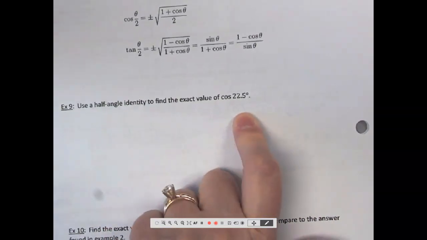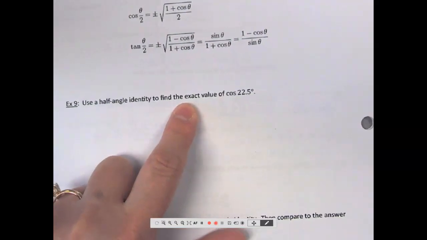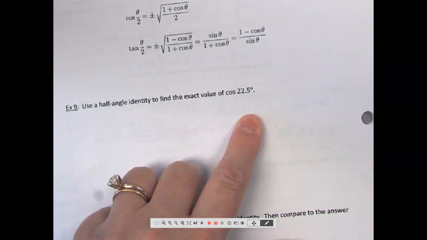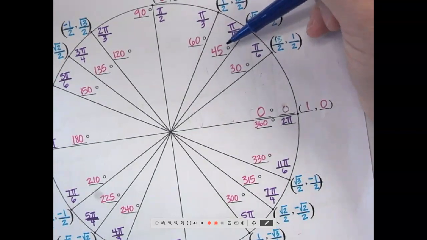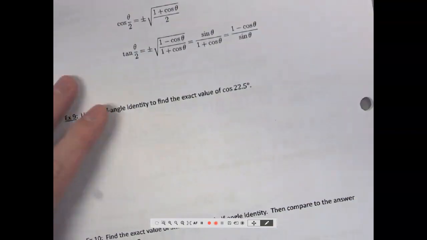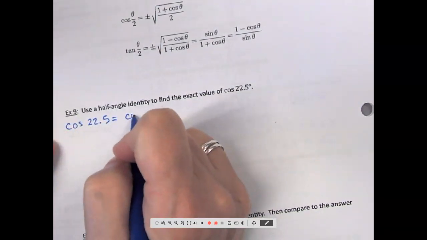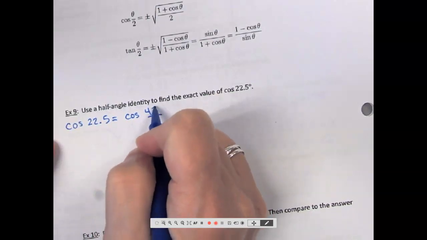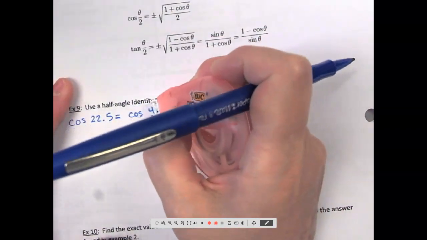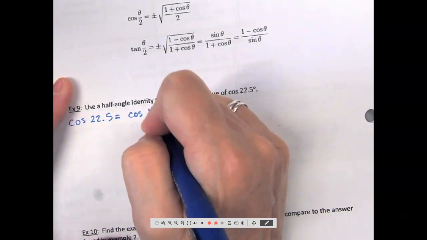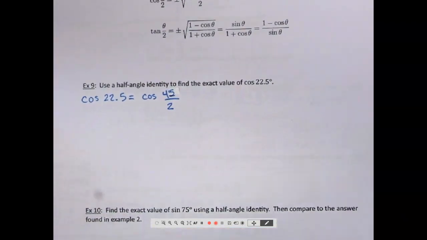Okay, so the very first one is 22.5. We are going to use half-angle identity to find the exact value. When I give you exact in the directions, that means I do not want a decimal, of cosine 22.5. Clearly, 22.5 is not on the unit circle, but 22.5 is half of 45. So I'm going to call this 45 over 2. That should be a 5 there. Okay, so 45 over 2 is what 22.5 is.